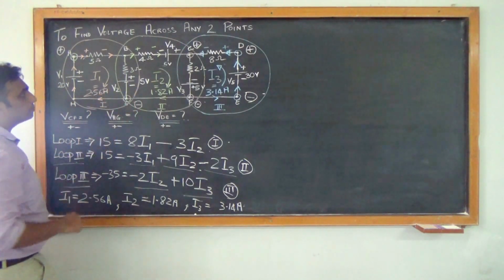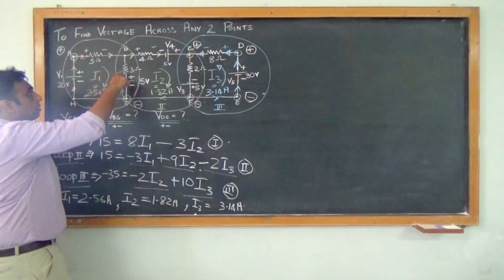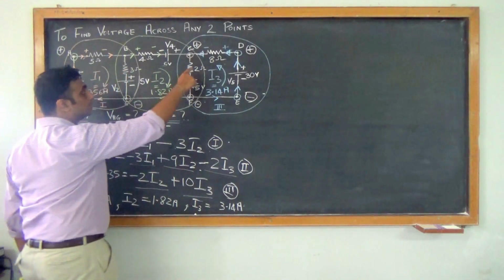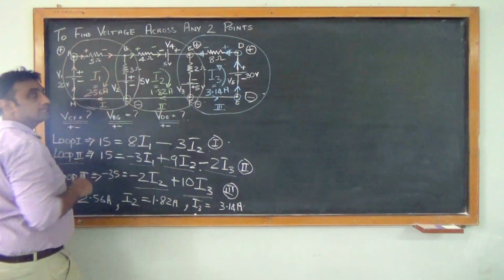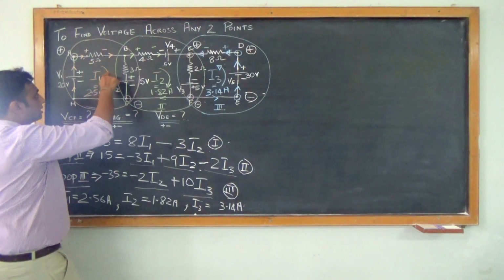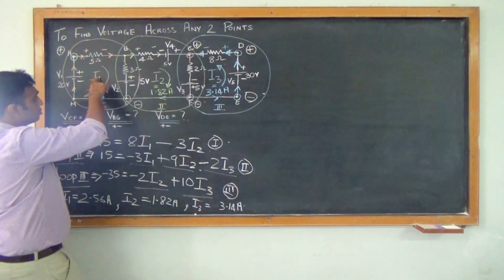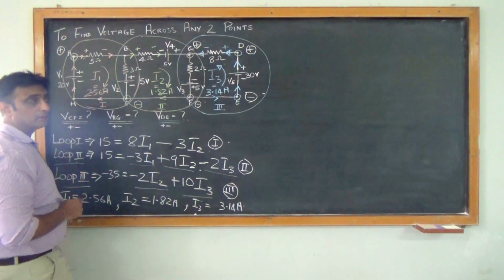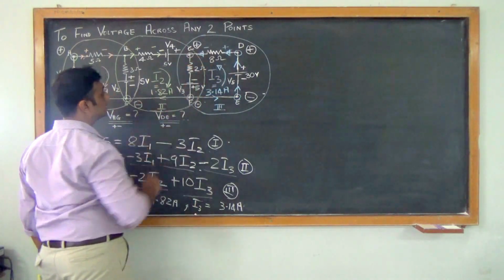But in these loops we have two junctions, and the two junctions are caused by the 3 ohm resistor and the 2 ohm resistor. Now there are two currents flowing in this resistor. Part of that current is I1 and the other is I2. So I1 and I2 are flowing in this 3 ohm resistor. What about the 2 ohms? You have I2 and you have I3.